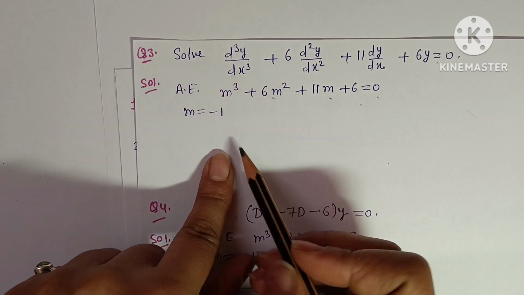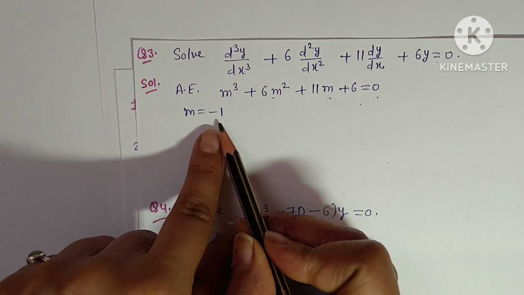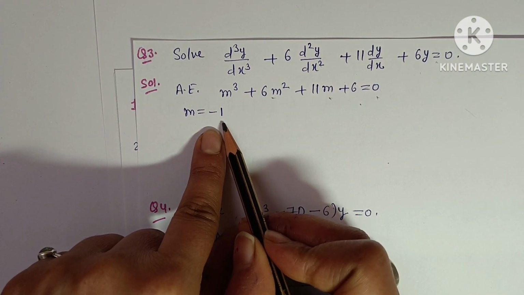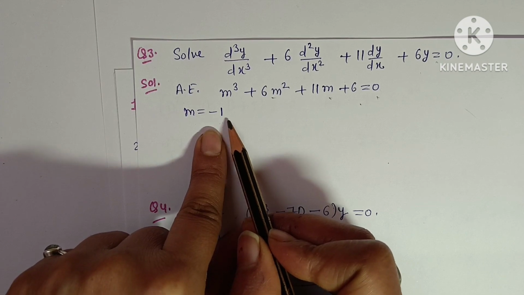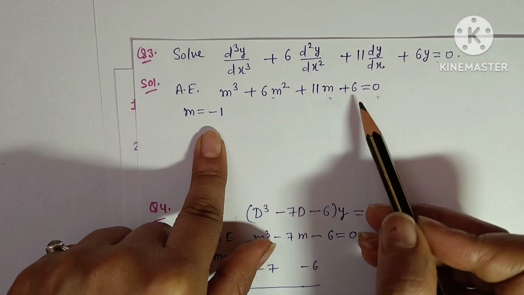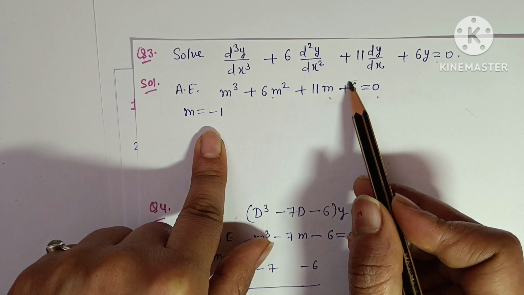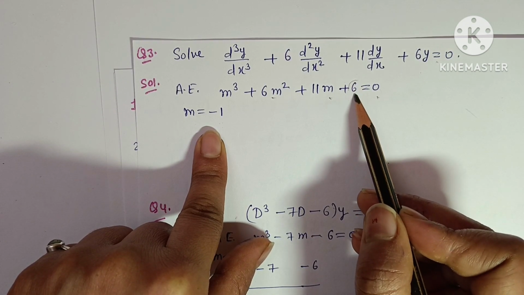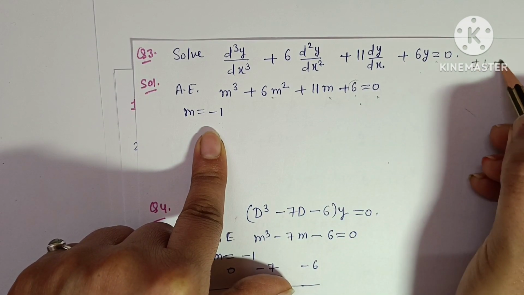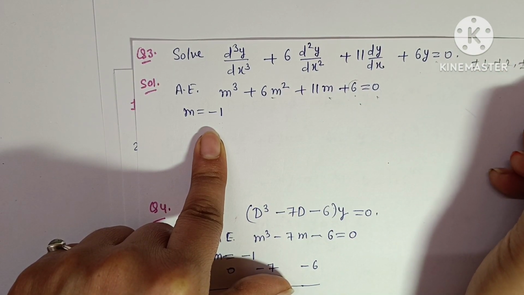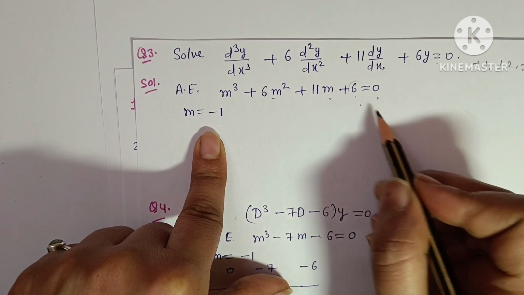Okay, so I have written here m equal to -1. This first root is obtained by the hit and trial method. So what is that method? In this we write the factors of the constant term. So what will be the factors of 6? Plus and minus 1, plus and minus 2, plus and minus 3, plus and minus 6. Okay, all these are factors of 6.